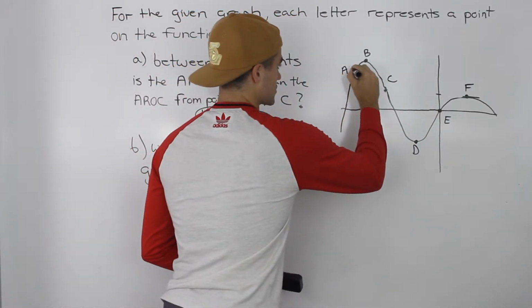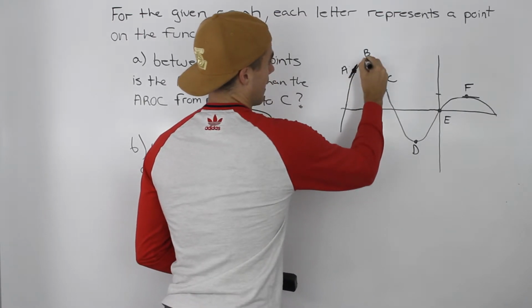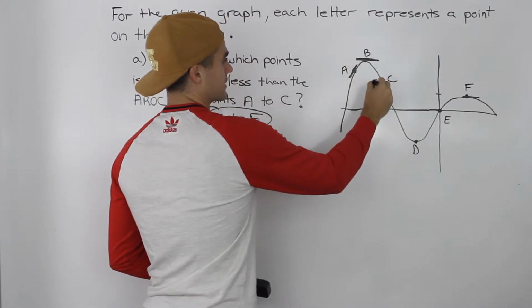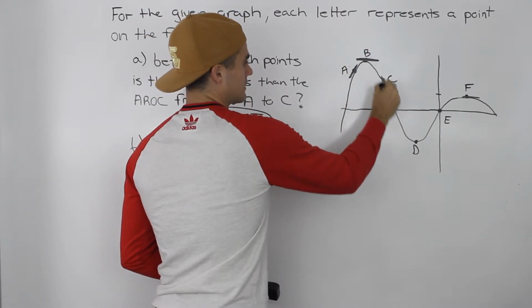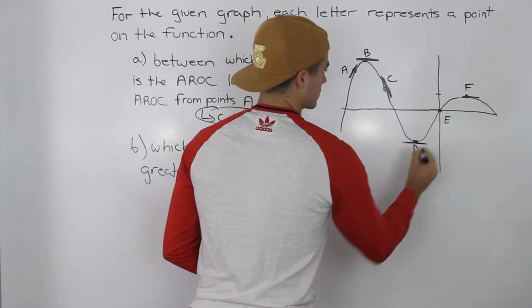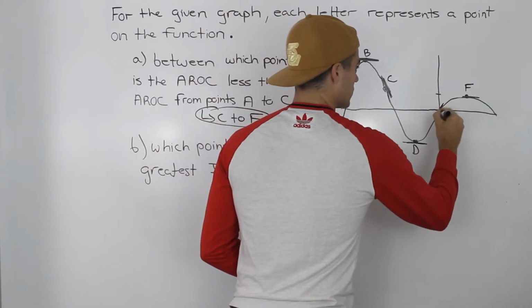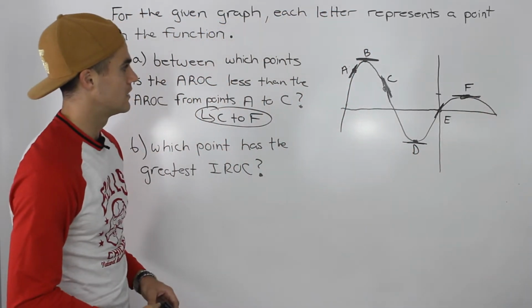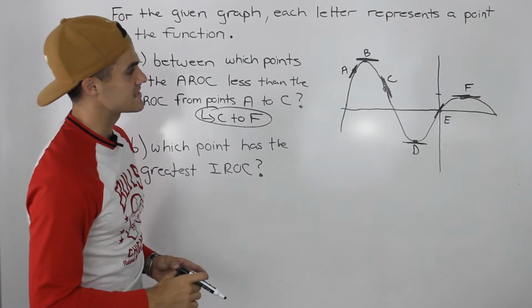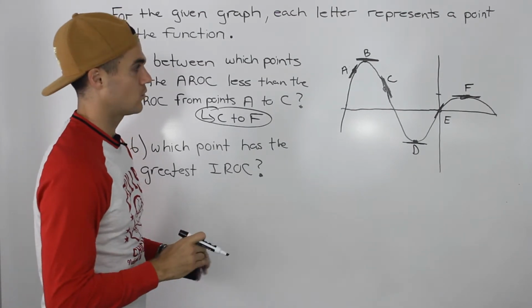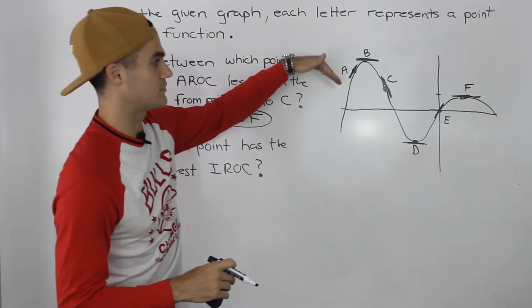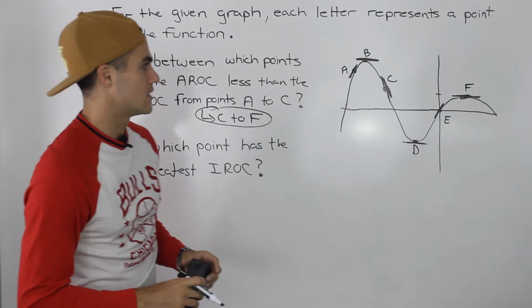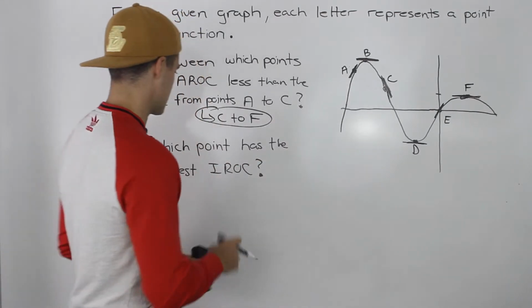Well, we can just draw tangents for each point. So A is going to look something like that. Notice how B is going to look like that. It's going to be a horizontal line because it's a maximum. C will be like this. D will be, again, horizontal because it's a minimum. E will look something like this, and then F will be horizontal as well. So out of all of these, which one has the steepest slope? And remember, it doesn't matter whether it is sloped negatively or positively. Only the steepness matters.